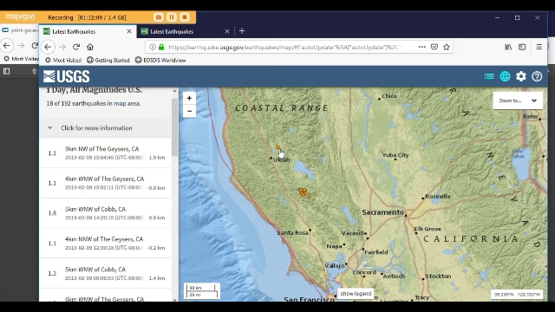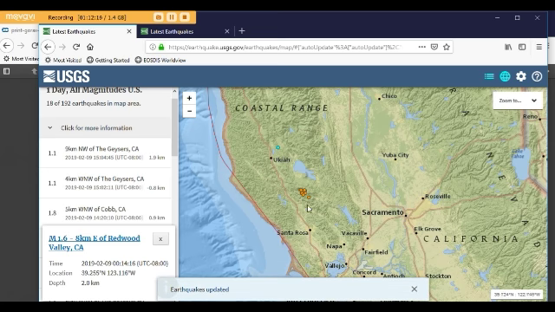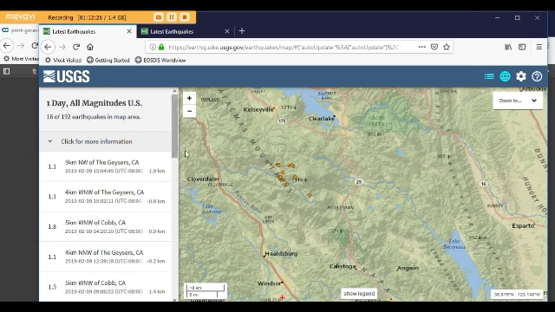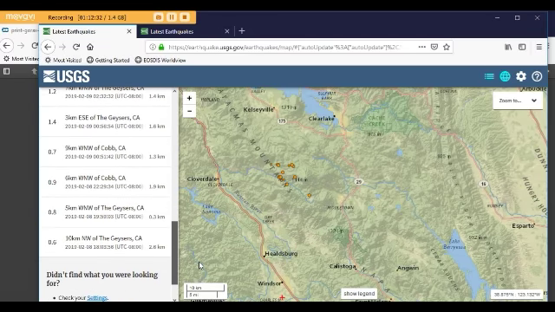Here's one north of Ukiah, northeast. 1.6, they say, near Redwood Valley. And then let's look at the Geysers. We've got clustering down here today, 16 on the map today. And they're in the ones and under range, it looks like.